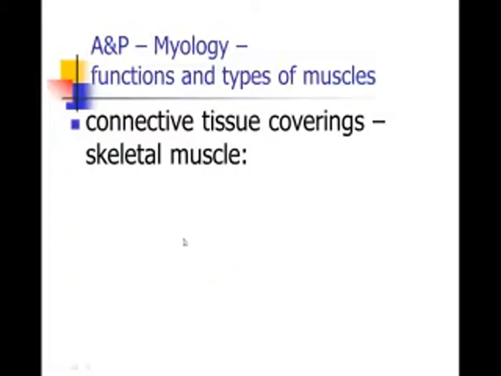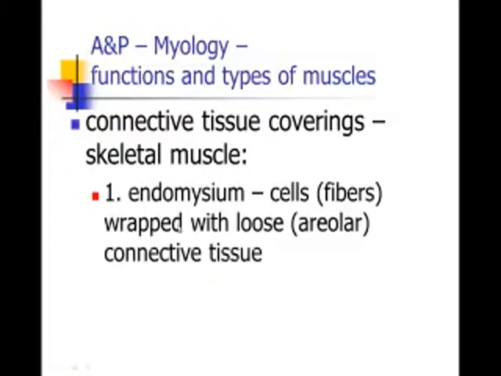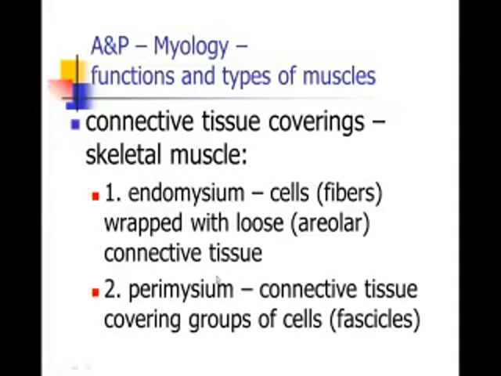There are coverings, connective tissue coverings for skeletal muscle. One of the coverings is endomysium, and endomysium is going to wrap around cells, fibers, with areolar connective tissue. There's also going to be perimysium. Perimysium is a covering of groups of cells called fascicles. Okay.